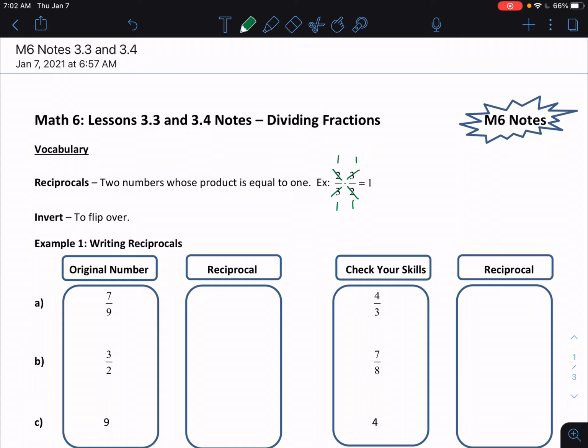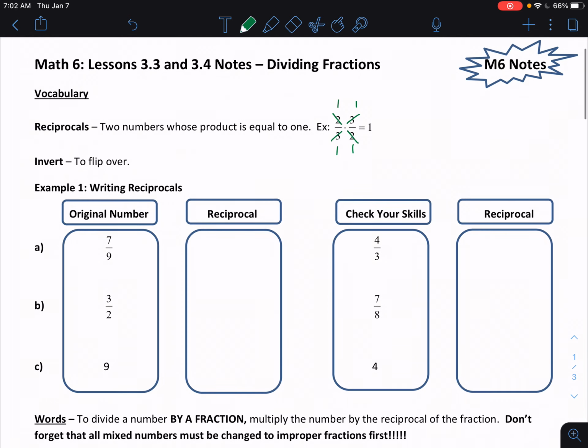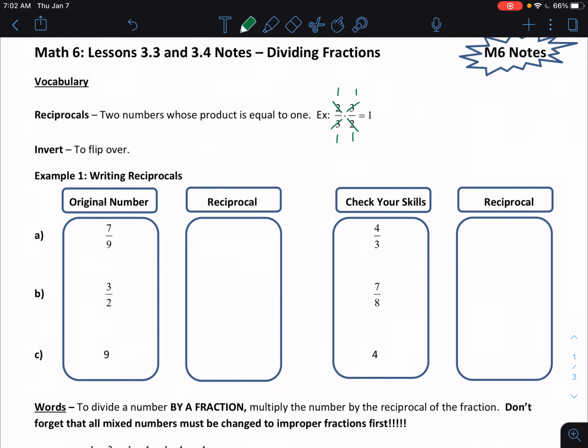So the first example that we're going to do is practice writing reciprocals. So you're going to be given a fraction or a number and asked to write the reciprocal. So to invert those numbers and write the reciprocal. So if my original number is 7 over 9, my reciprocal is 9 over 7. If my original number is 3 over 2, my reciprocal is 2 over 3.